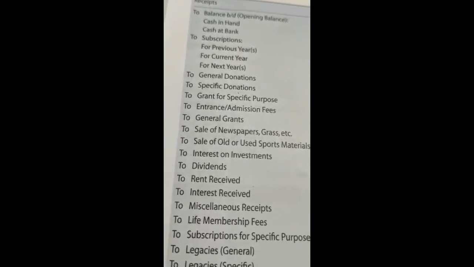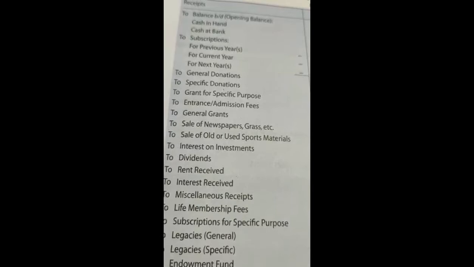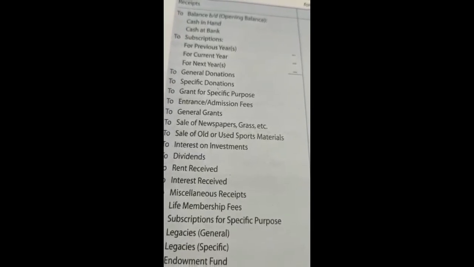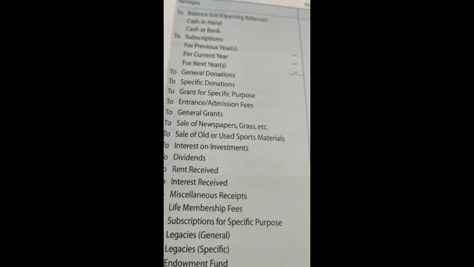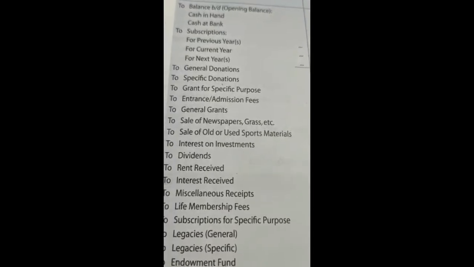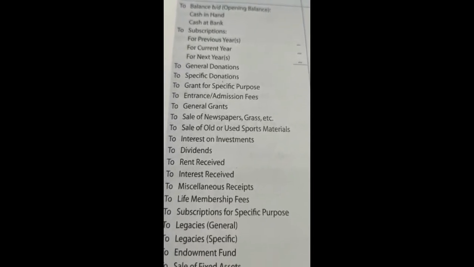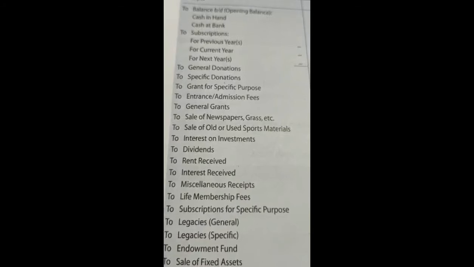General donation means a donation is received, then the organization is free to use the money for any purpose. Whatever purpose they can use. The donor has just given the money and not specified any purpose. So that is general donation.